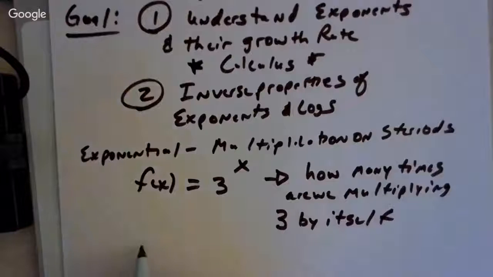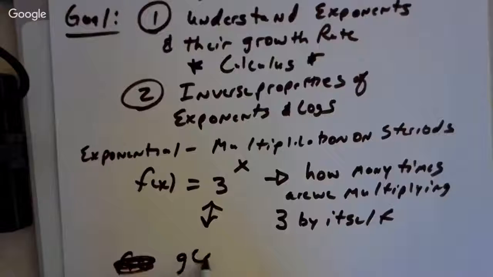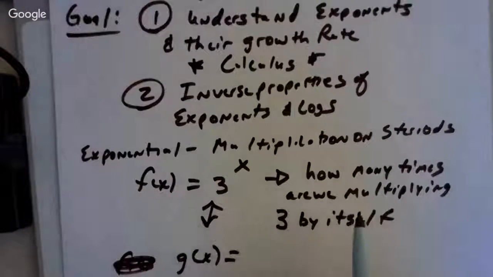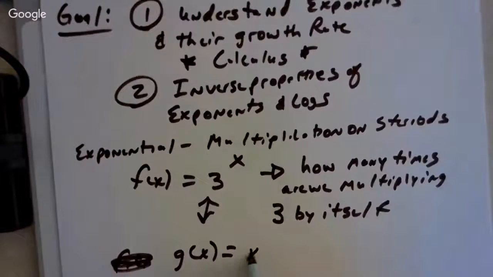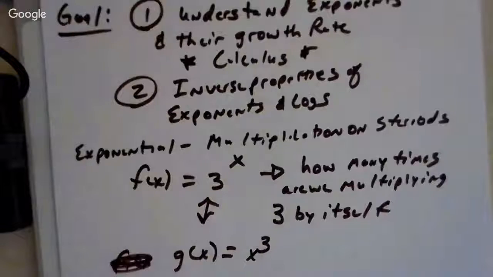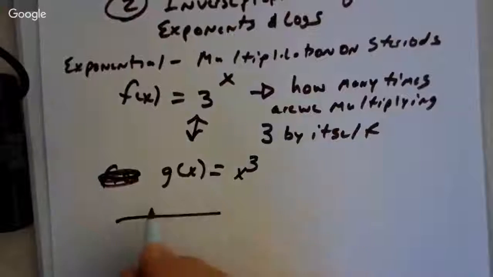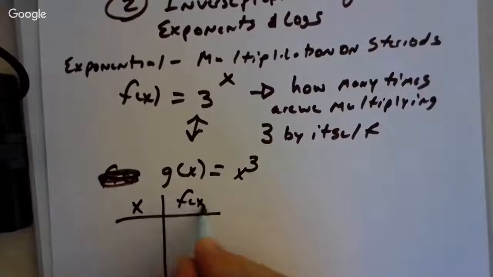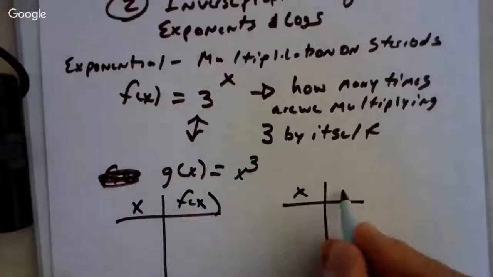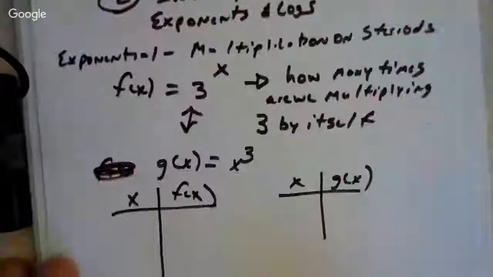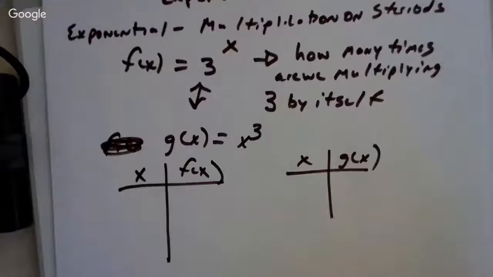Okay, so here's my question to you. We're going to compare this to this. Oh, g of x, can't use f twice. Multiplication on steroids. Hence why I said it out loud. Okay, let's compare to switching the 3 and the x. Okay, so here's what I'd like you to do. X, f of x. Okay, real quick, which one do you think grows faster? Cubing some number or 3 multiplied by itself that many times?